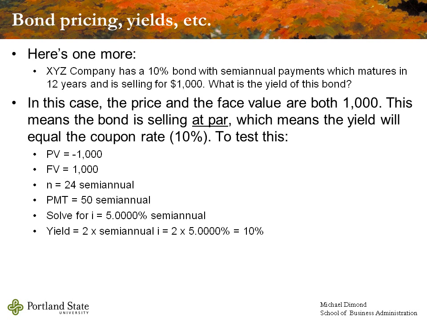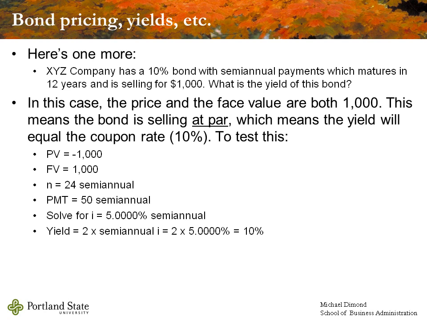Here's one more. XYZ company has a 10% bond with semi-annual payments which matures in 12 years and is selling for $1,000. What's the value of this bond? In this case, the price and the face value are both $1,000. As I said before, this means the bond is selling at par. And this also means that the yield is going to be equal to the coupon rate.